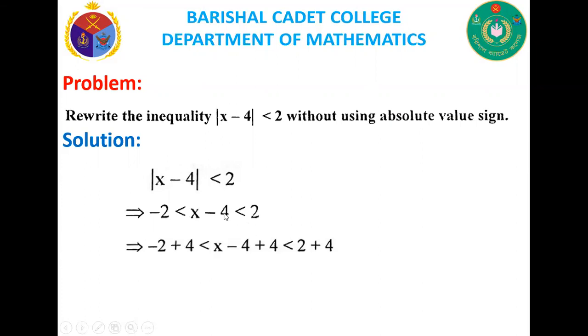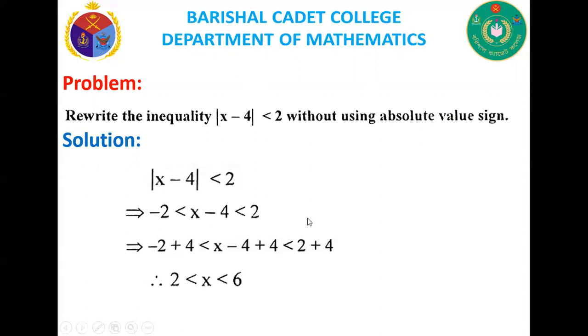Then adding 4 on each side, we get minus 2 plus 4, x minus 4 plus 4, and 2 plus 4. So finally, we get 2 less than x less than 6. So this is our required answer. Very easy, boys. I am repeating again what I have done. First of all, I have written the given portion, then applied the property of the absolute value sign, then added 4 to each side, and we get the required result.